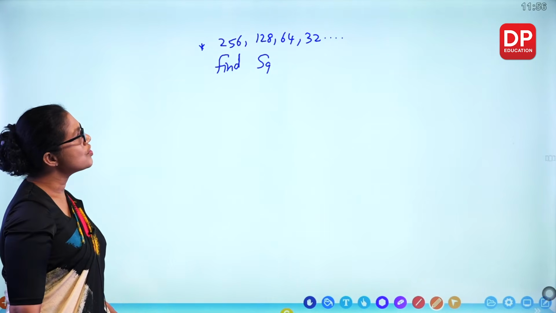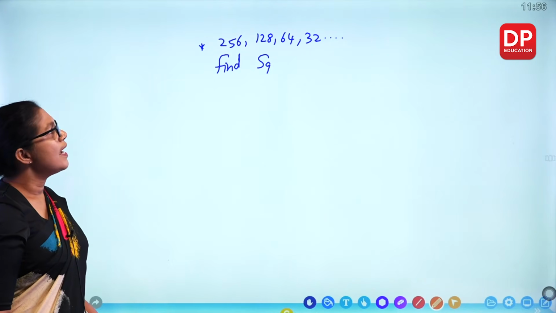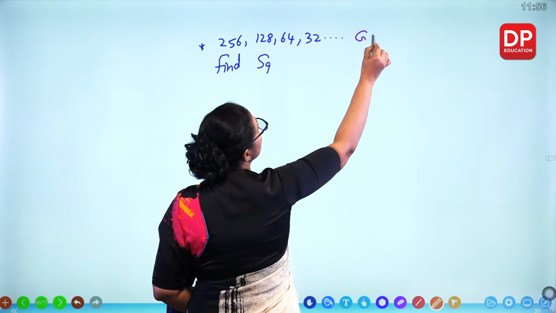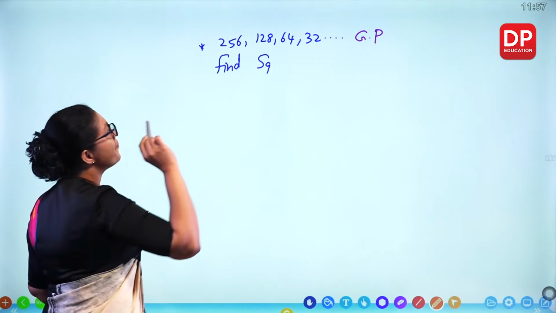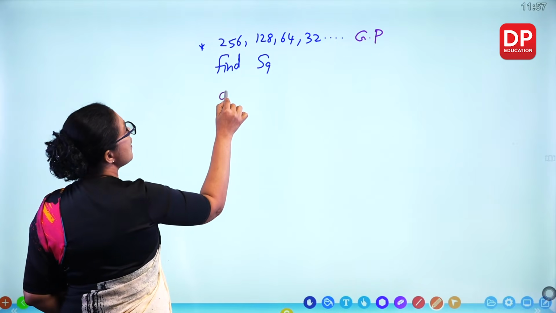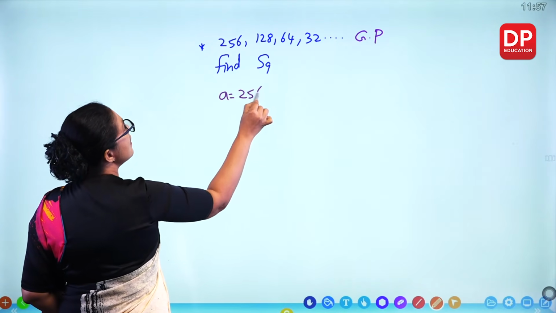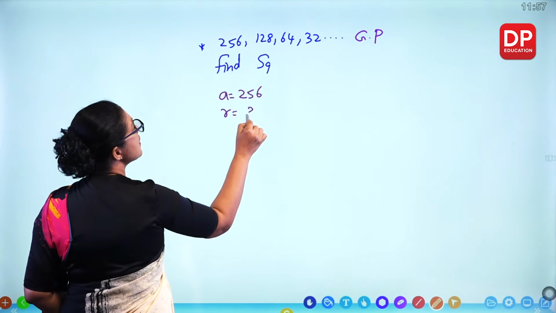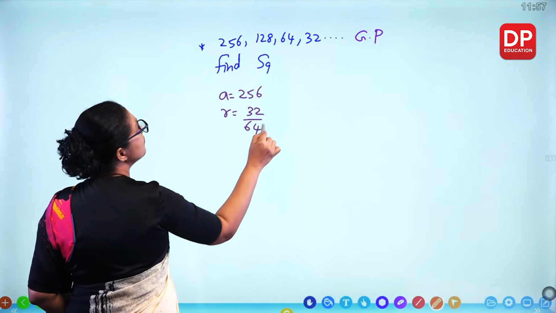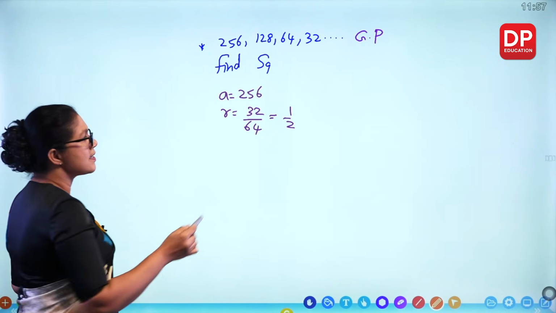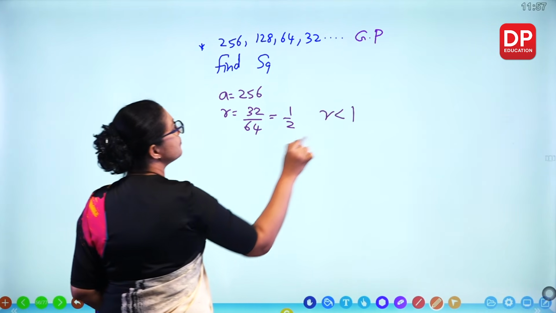Look at this question. You have been given a sequence and this is a geometric progression. Otherwise you can't use the formula. Find S9. First identify A and R. R, we can use 32 over 64, which is half. Half means less than 1.